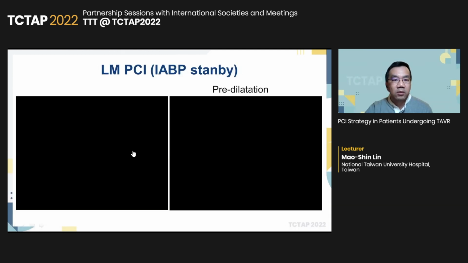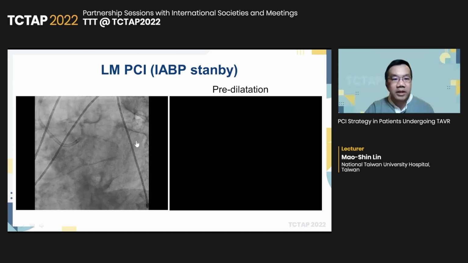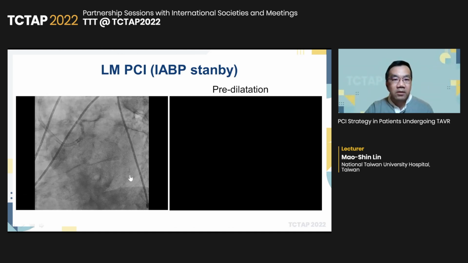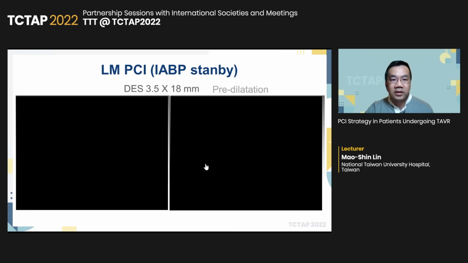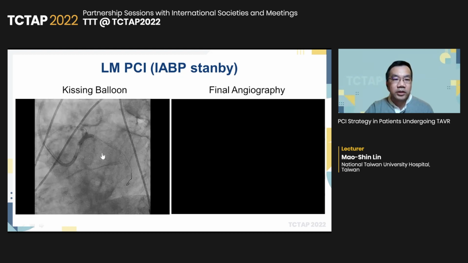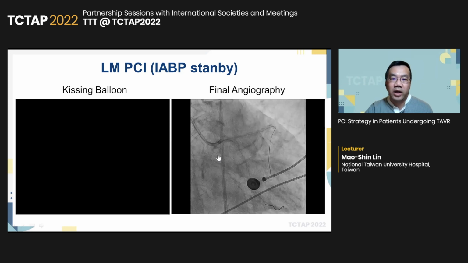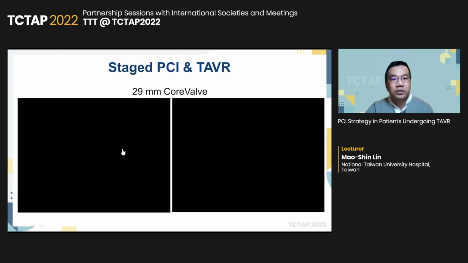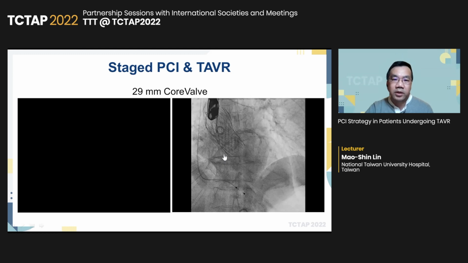And then we do a staged procedure. We do the left main PCI with IV standby, two-wire protection, and then we do the stenting from the left main to the circumflex, and finish with a kissing balloon technique, and that's the final angiogram. After that, two weeks later, we do the staged PCI and TAVR. We use a 29mm valve, and then the final procedure.